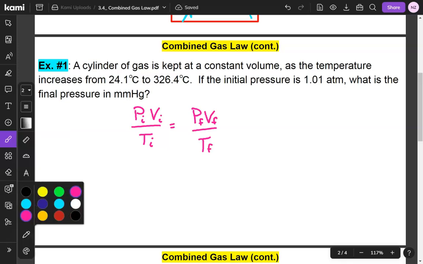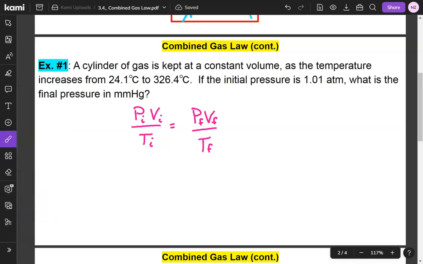Now, a couple important things to notice from the equation. So it says constant volume. So that means the volume's not changing. So if the volume is the same on both sides of the equation, we can eliminate volume from our equation because it'll be the same. The numbers will cancel out. Okay, so here's our new equation.